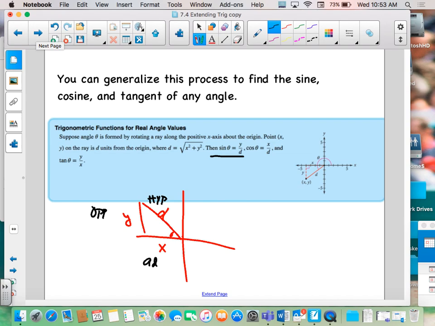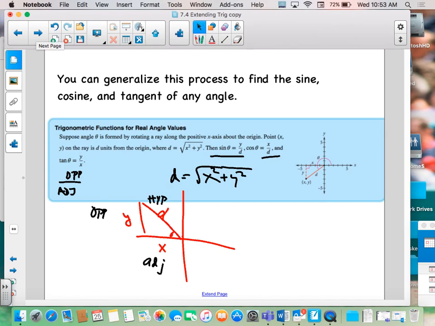Cosine is going to be adjacent over hypotenuse, which in this picture is the x value over d. And tangent would be opposite over adjacent, which is y over x. So what you have to do is calculate this hypotenuse every time, and they use this formula. d is the square root of x squared plus y squared. So we're going to practice this. You're probably a little bit confused, like what the heck is going on? Here's the great thing, you guys.